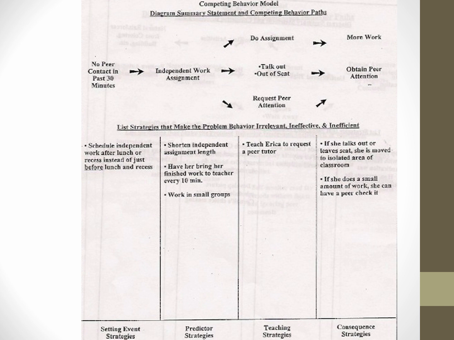She will just reschedule independent work time after lunch or recess instead of just before lunch and recess. So the teacher wants to satisfy and provide enough peer contact, so she wants to prevent the problem behavior from occurring. So that can be a simple setting event intervention.